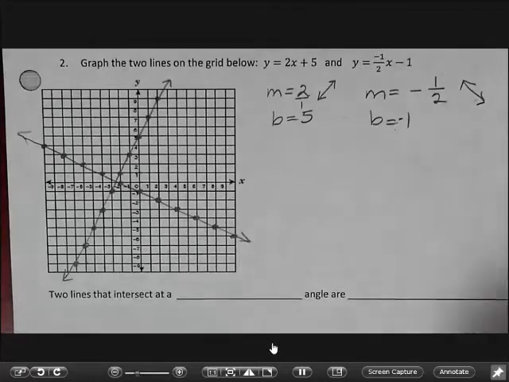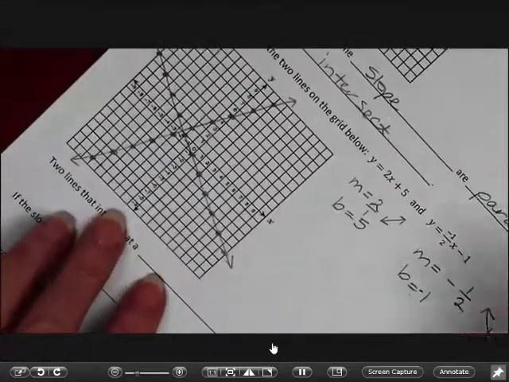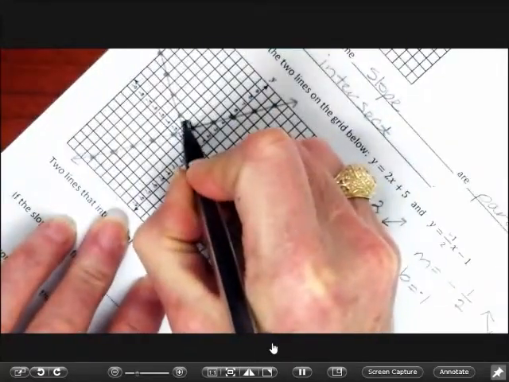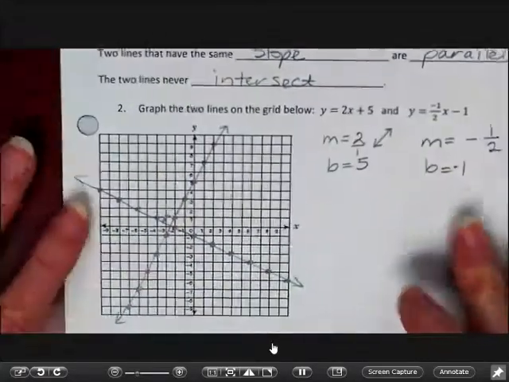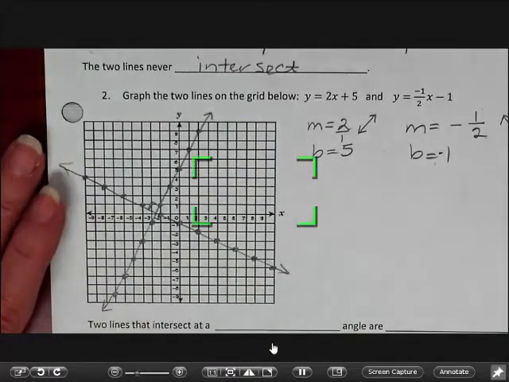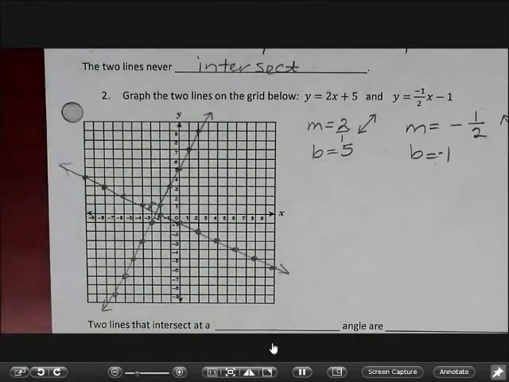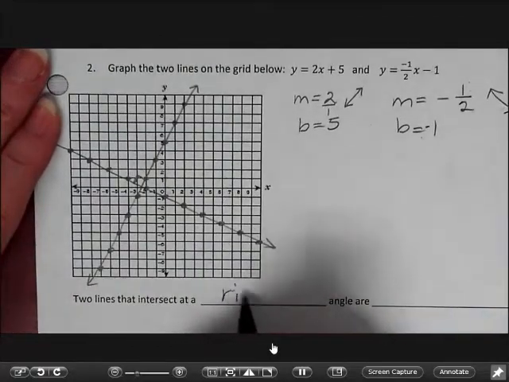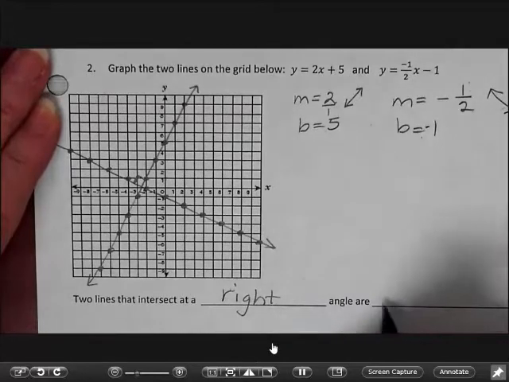Now, what I would like you to notice on these, notice that if I draw my little right angle symbol right here, that's actually how these lines are meeting at a right angle, a perfectly right angle. So, two lines that intersect at a right angle are perpendicular.